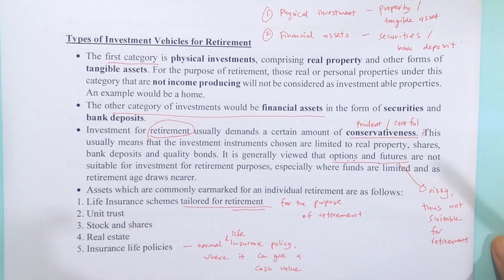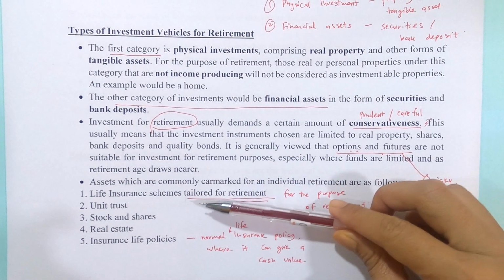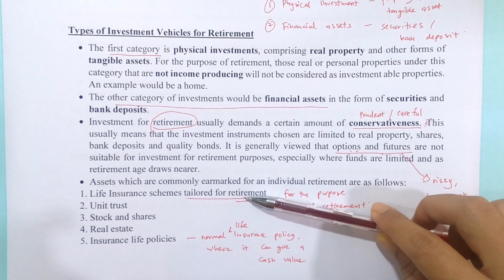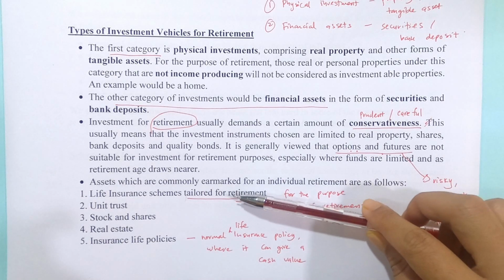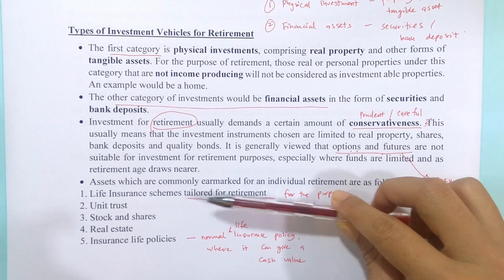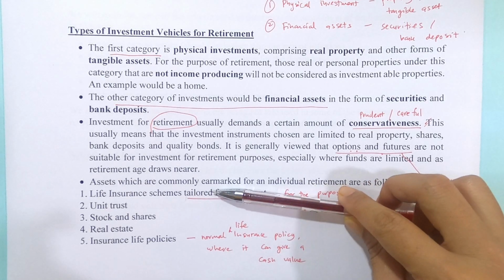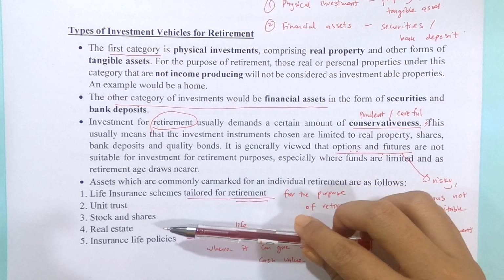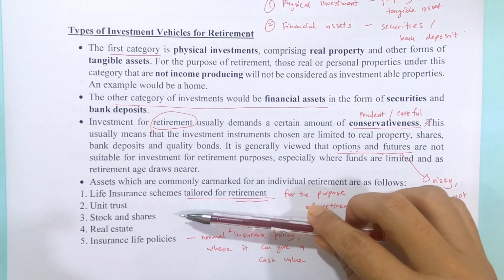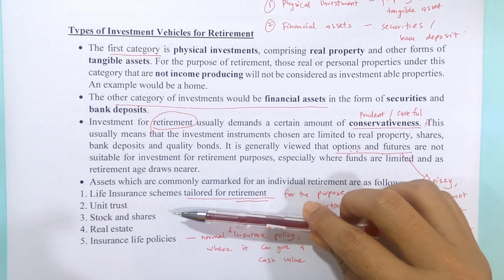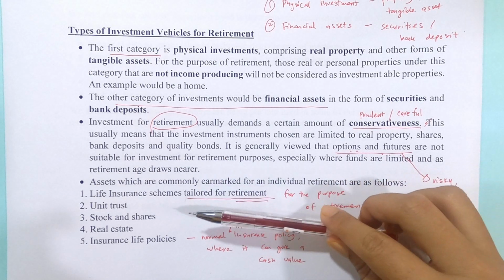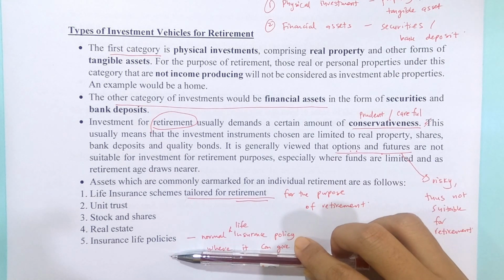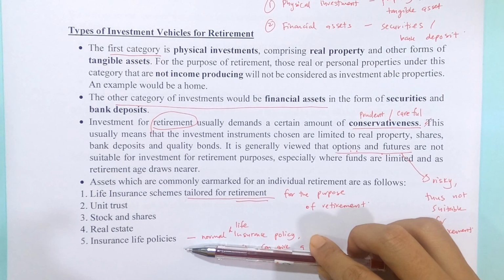Alright, some of the assets that are commonly earmarked for individual retirement include life insurance schemes purposely for retirement, which means your client might enroll in a life insurance scheme provided by an insurance company for the purpose of saving for retirement. The second one is the unit trust. You can also invest in stocks and shares, but in a reasonable amount, and in stocks that might be quite stable, and it depends on the economy as well. Other assets might also be real estate like property.